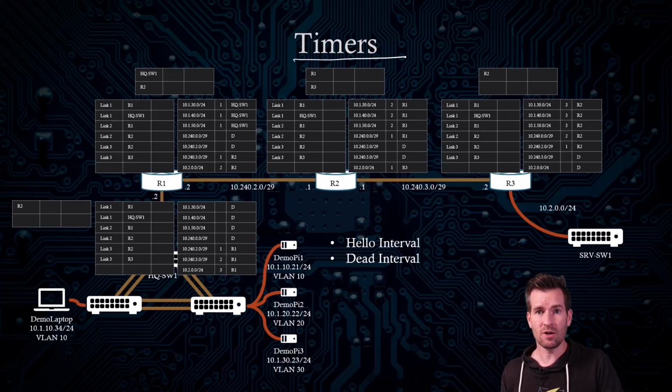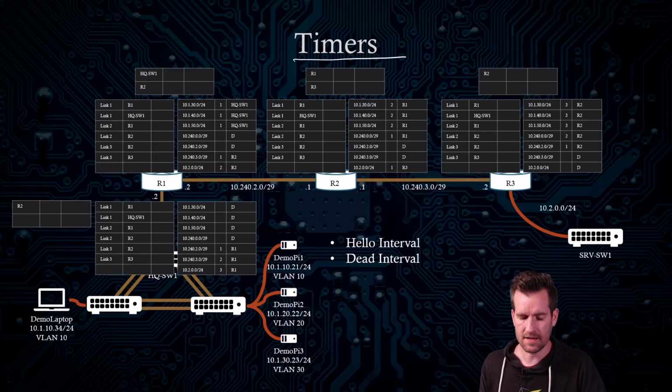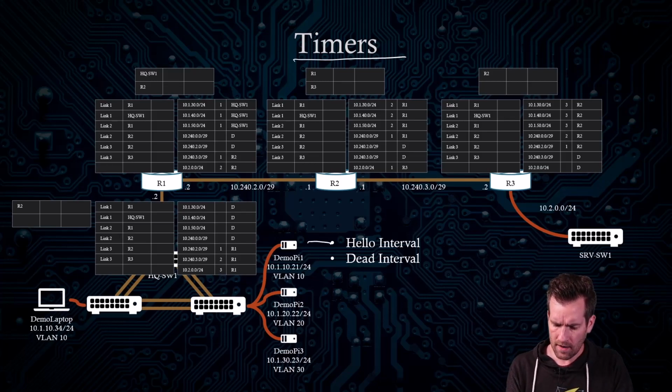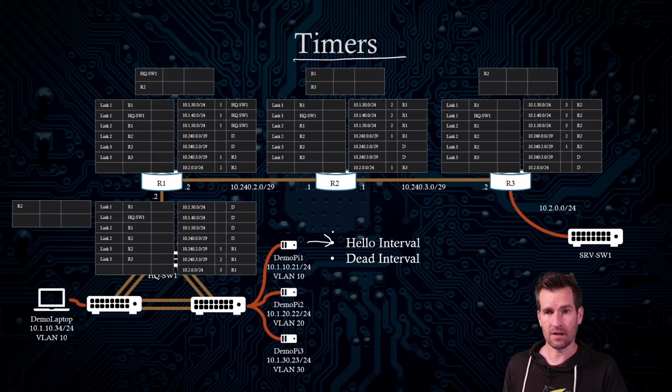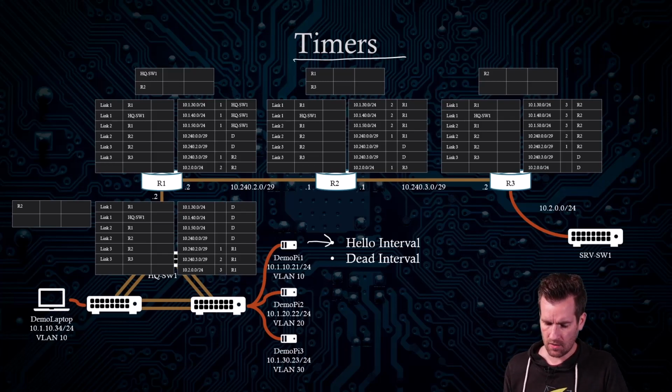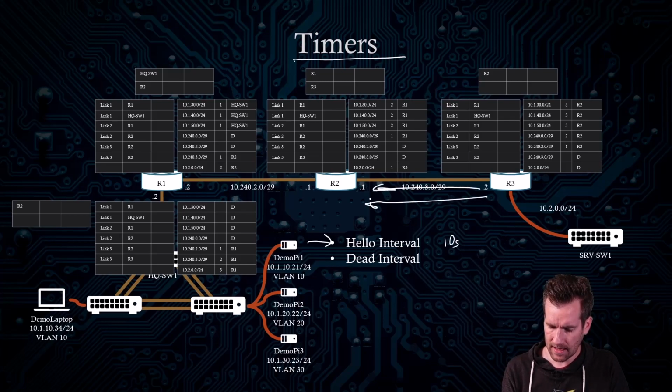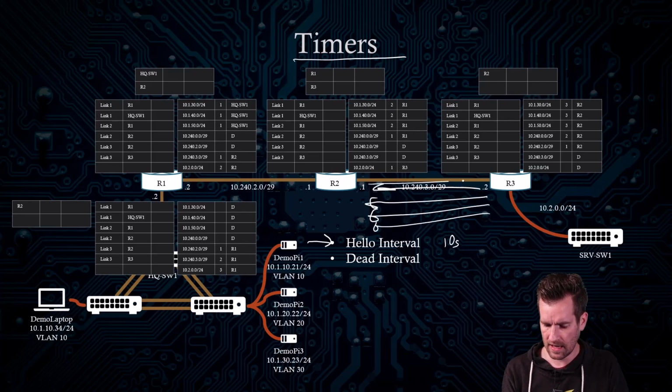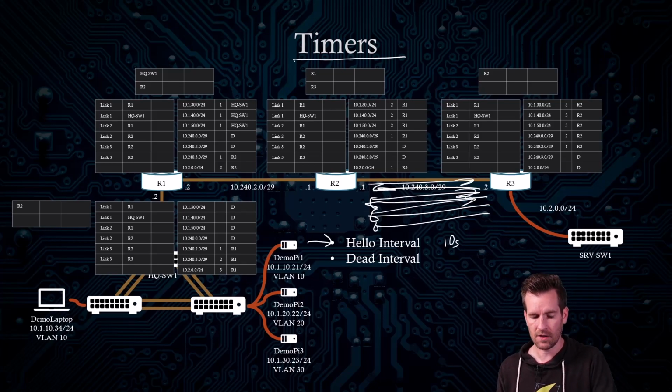Hello timers determine how chatty your interface is going to be. One of those timers is the hello interval. Hello interval is how often the hello packets are going to be exchanged. So for instance, if we have a hello timer of 10 seconds, then every 10 seconds, router 3 is going to send a message to router 2 and vice versa. Every 10 seconds, router 2 is going to send to router 3. So that's how often they're going to exchange those hello packets.